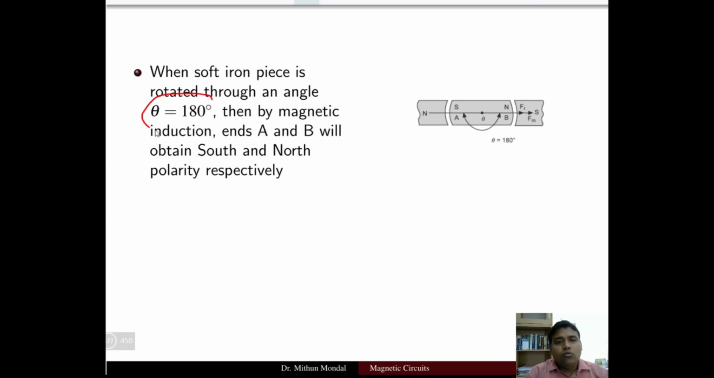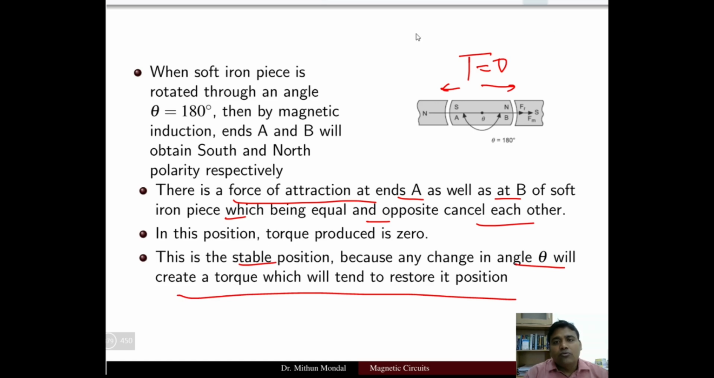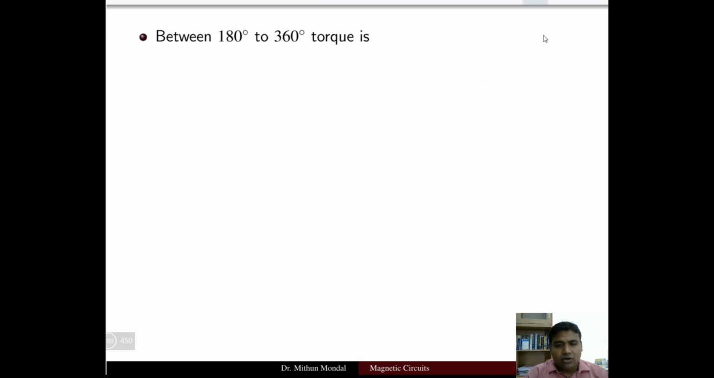Now at theta equal to 180 degrees, at points A and B we have a south pole and north pole respectively. Then there is a force of attraction at ends A as well as B of the soft iron piece which is equal and opposite. So the forces cancel each other out. Hence the torque will be zero and this is a stable position, because any change in theta will create a torque that will tend to restore its position. So at both theta equal to 90 degrees and 180 degrees we have seen that torque is zero and this is a stable position. Any change will again produce a torque.